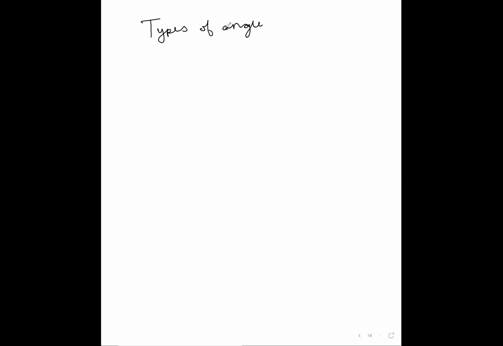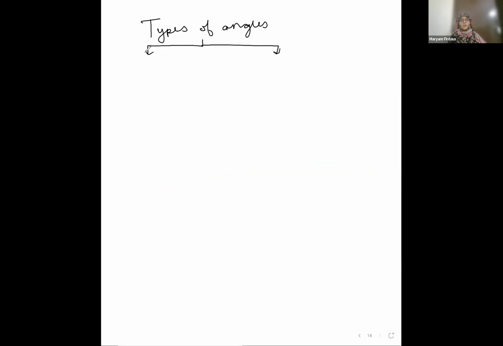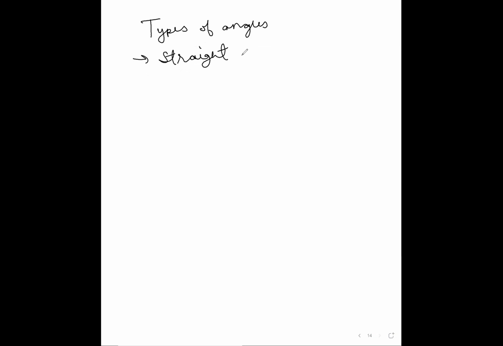Now let's just recall what are the types of angles. Do you remember? Straight angle. Okay. So the types of angles, we classify them based on measure. So you said straight angle. Straight angle is what? 180 degrees. Very good. Straight angle is 180 degrees.